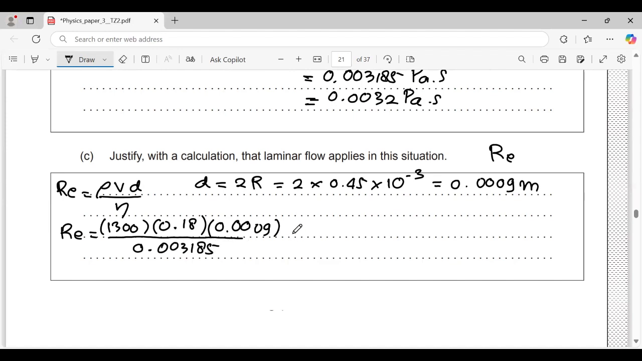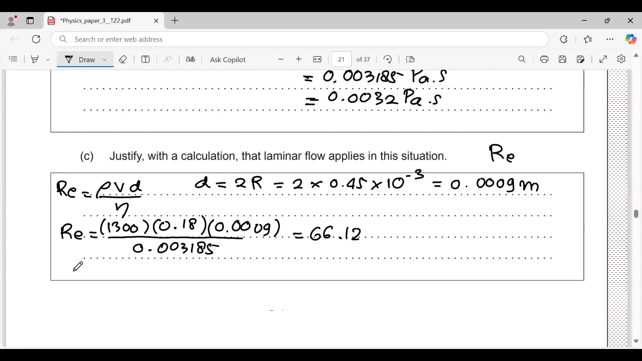0.03185. And if you calculate, the result is 66.12. So what does this number, this result, mean? Flow is considered laminar if the Reynolds number is less than 2000.